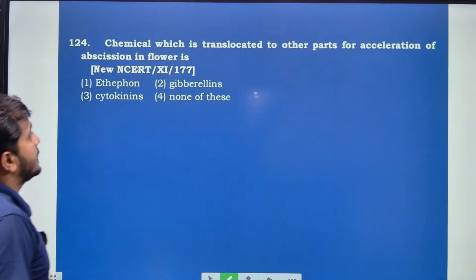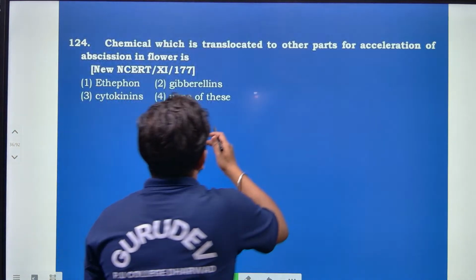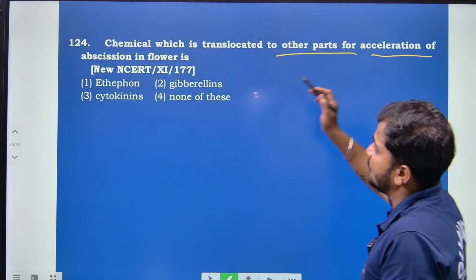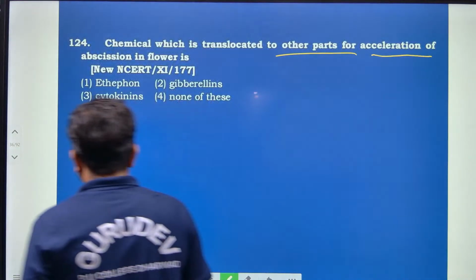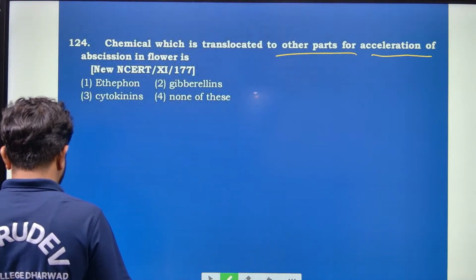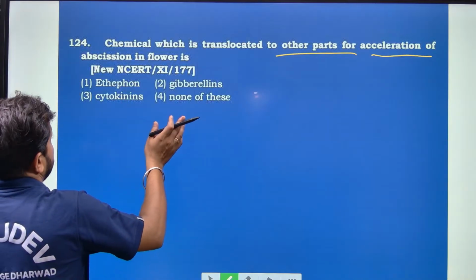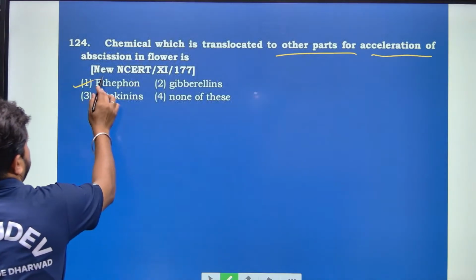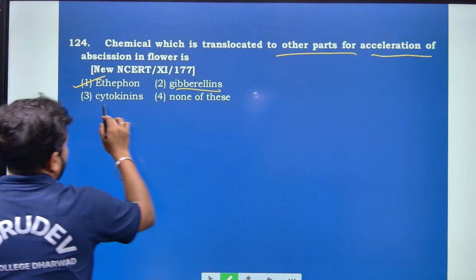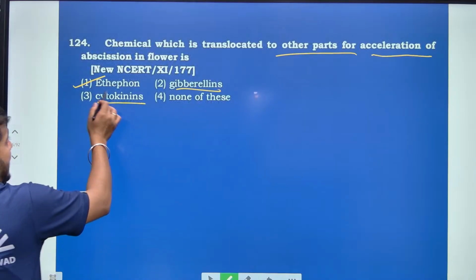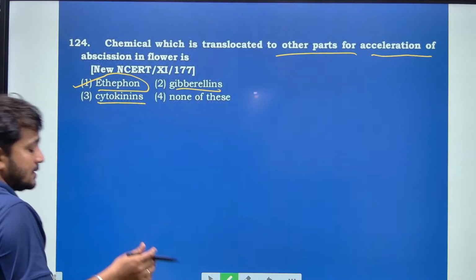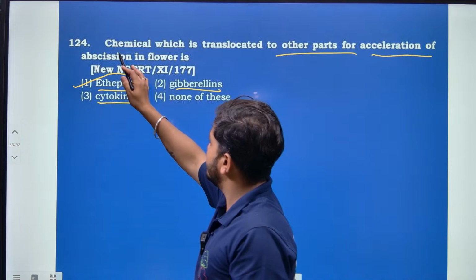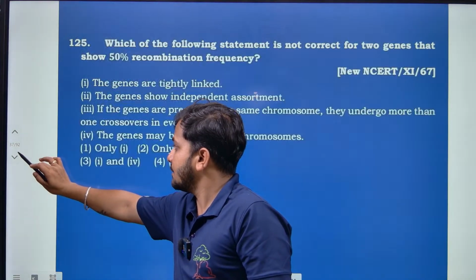Then the chemical which is translocated to other parts for acceleration of abscission in flowers is, right? The major chemical which carries out or accelerates abscission is ethephon, because gibberellins and cytokinins are phytohormones, and ethephon is the chemical substance which can make the plant produce more ethylene. So option 1 is correct, right?